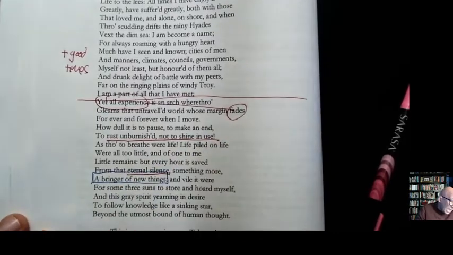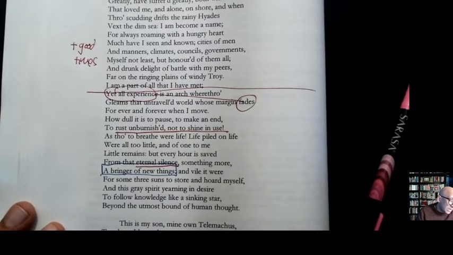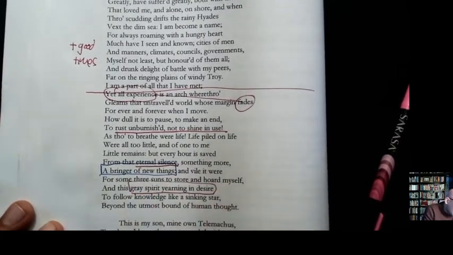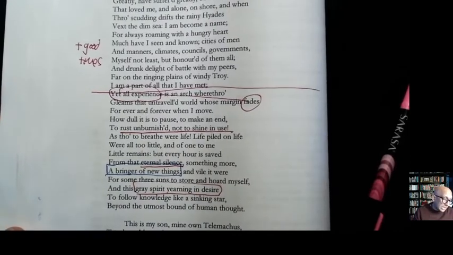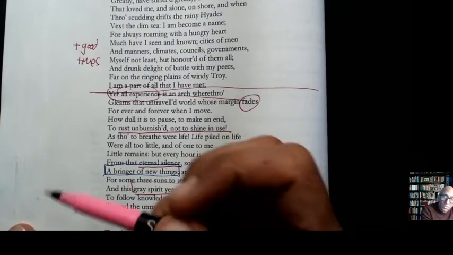What does he want? And vile it were for some three suns to store and hoard myself, and this grey spirit yearning in desire to follow knowledge like a sinking star beyond the utmost bound of human thought.